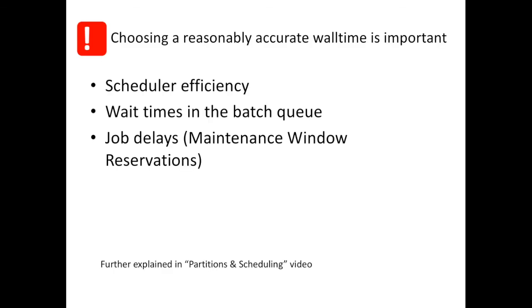It should be emphasized that choosing accurate wall times is very important for the efficient running of the cluster. At any one time, there may be tens of thousands of jobs in the system. Accurate wall times help the scheduler to effectively schedule jobs into time slots without constantly having to recalculate due to jobs ending at unexpected times. Setting longer wall times than needed can also result in longer wait times in the job queue. Finally, long wall times may intrude upon maintenance window reservations, which can result in significant delays in jobs being started. These points are covered further in the partitions and scheduling video. And that concludes this video.